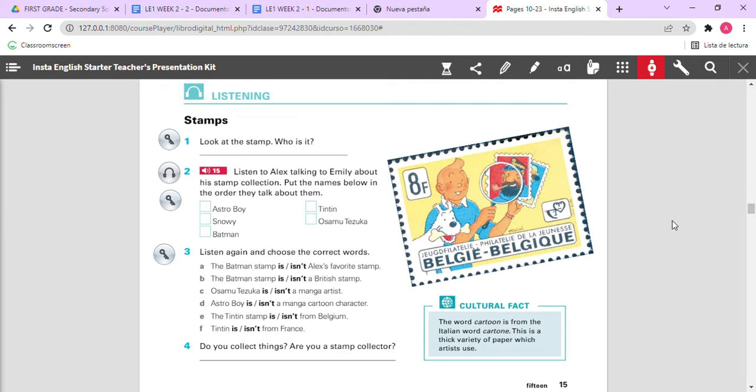In this activity, we're going to work about stamps. Okay? Look at the picture. Here there is a stamp, no? Belgica. In this part, the activity for you is to listen and try to answer number 1, number 2, number 3, and number 4. Let's see. Look at the stamp. Okay, our first activity. Look at the stamp.